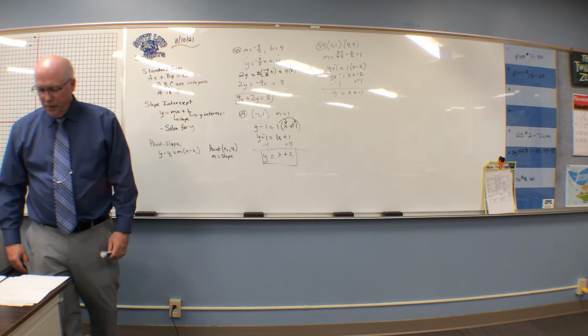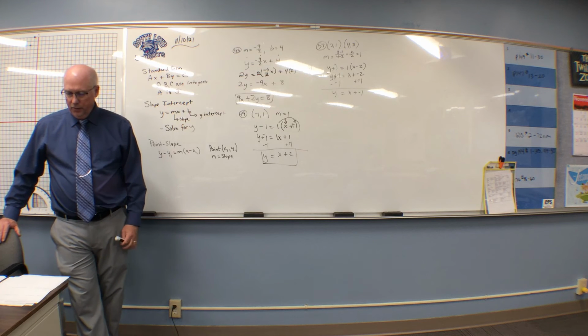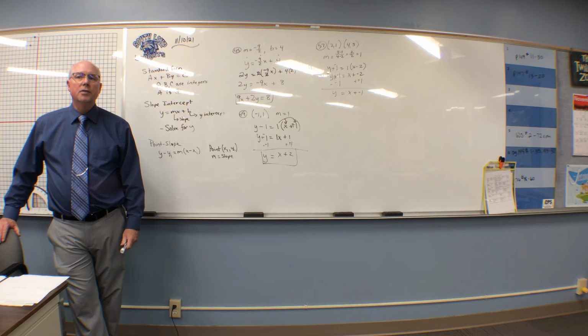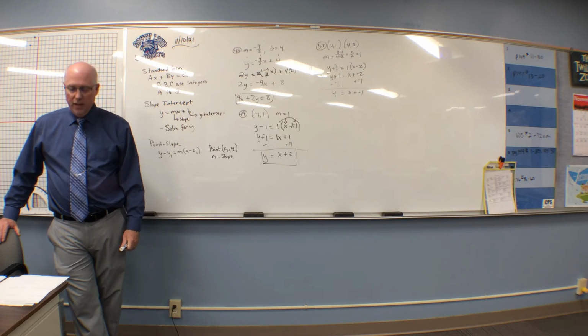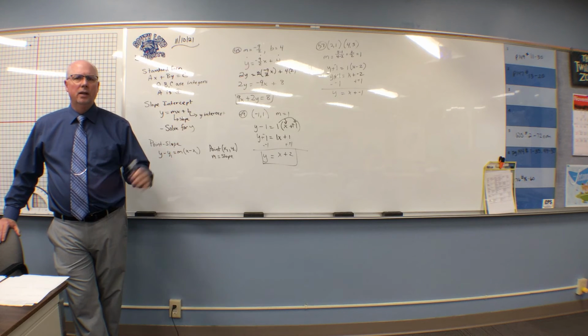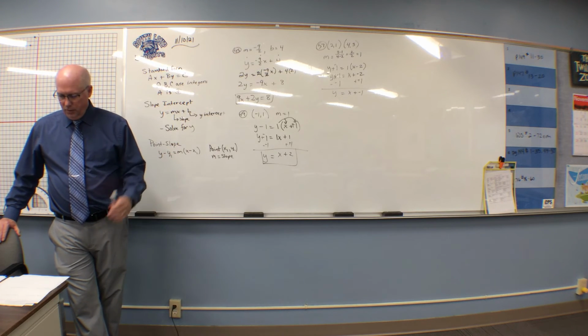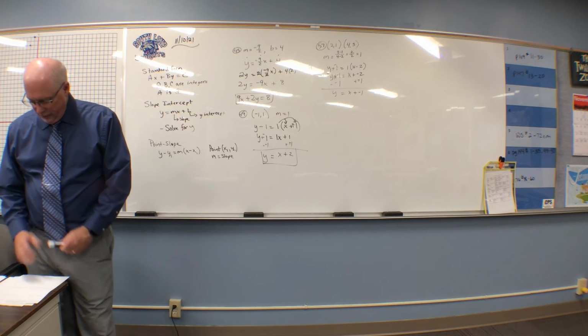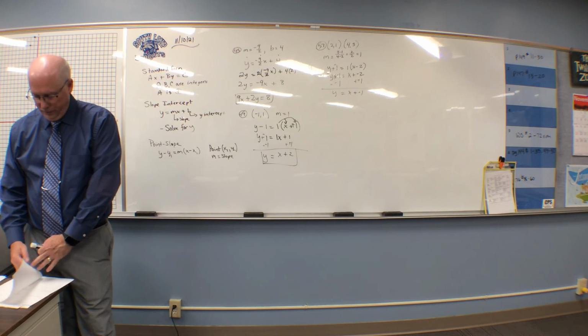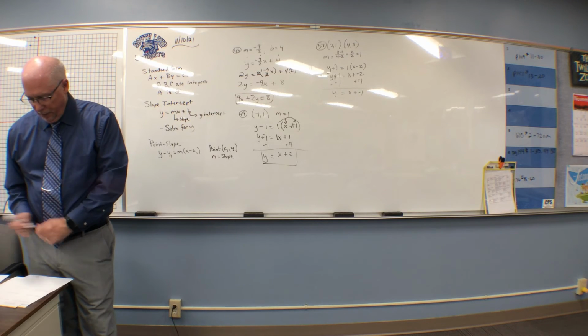Now we talked yesterday about parallel and perpendicular lines, didn't we? Parallel lines have the same slope. Perpendicular lines have the opposite reciprocal slope. Is that correct? All right. We did a little chart, I think. So we're going to look at parallel lines and perpendicular. Which is the hardest? So let's talk about perpendicular.